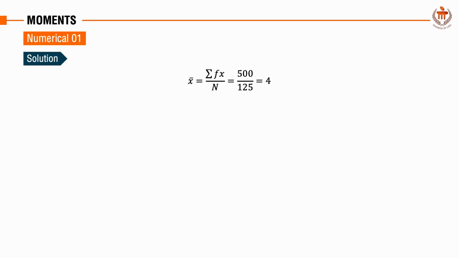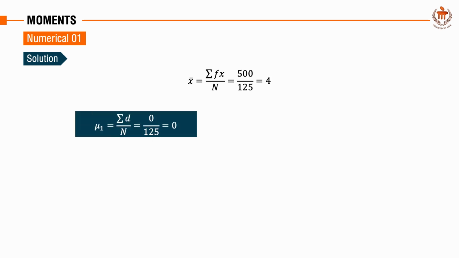Once we got the mean as 4, we subtracted each value of x from the mean. Then when we divided that sum of d, we got 0, and when we divided that 0 by the total sum of frequency, we got 0.